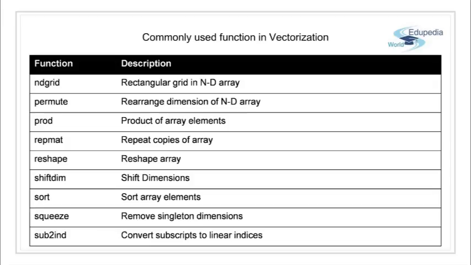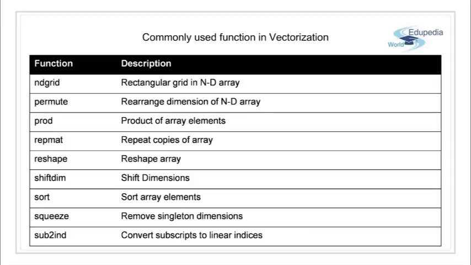The prod function finds the product of array elements. Then there is a repmat function that repeats copies of the input array and creates new arrays from the copies of its input. Then there is a reshape function that reshapes the array and changes its dimension. Then there is a sort function that sorts the elements in a vector. Then there is the squeeze function that removes singleton dimensions. Then, at last, there is subscripts to linear indices.